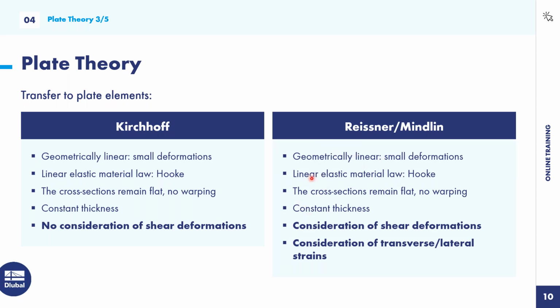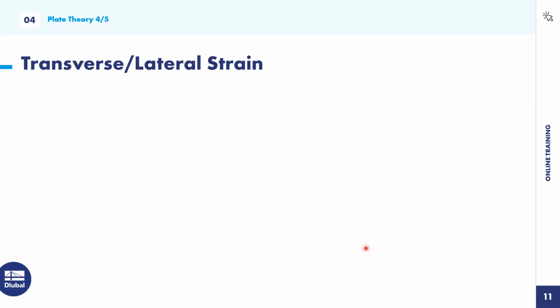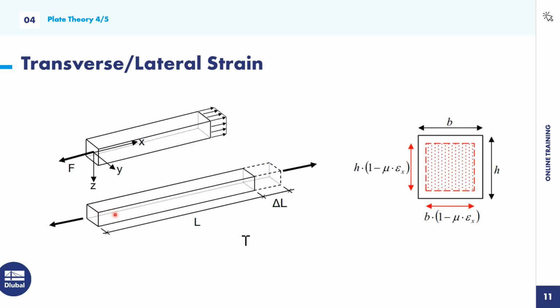For Reissner-Mindlin, the four things are the same, but similar to Timoshenko, we consider shear deformation, and we also consider transverse and lateral strains. What are transverse and lateral strains? Imagine you have a beam, and you pull this beam with some tension forces. Along its length, looking at this cross section, it will get thinner in its width as well as its height, and this is the transversal lateral strain. Here also, the mu factor provides this lateral strain. Okay, good.